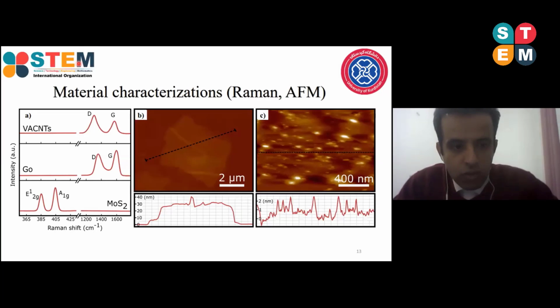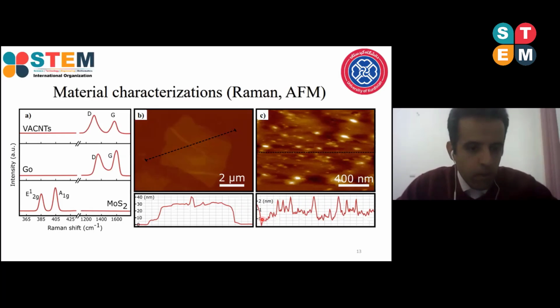And also we use Raman and AFM measurements to characterize our layers. Both Raman and AFM show the good formation of these layers. The AFM shows the thickness around 13 nanometers of graphene oxide, and also the AFM shows the 1 to 2 nanometers thickness of the MoS2.